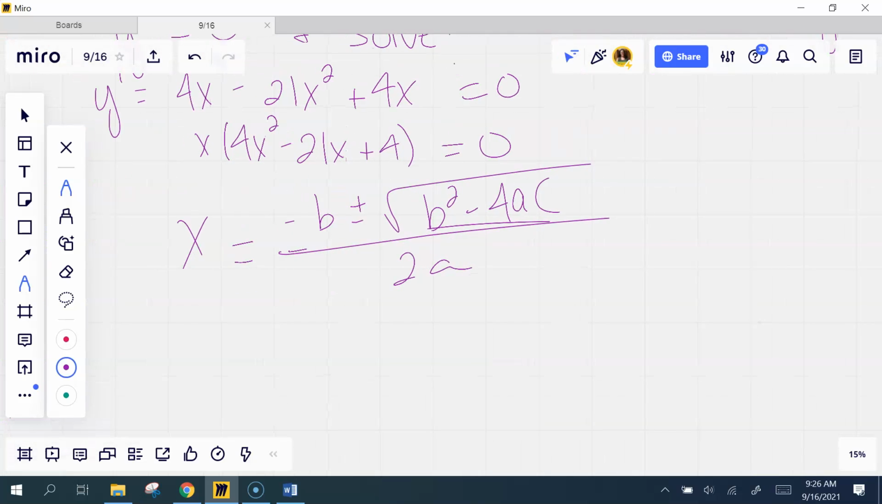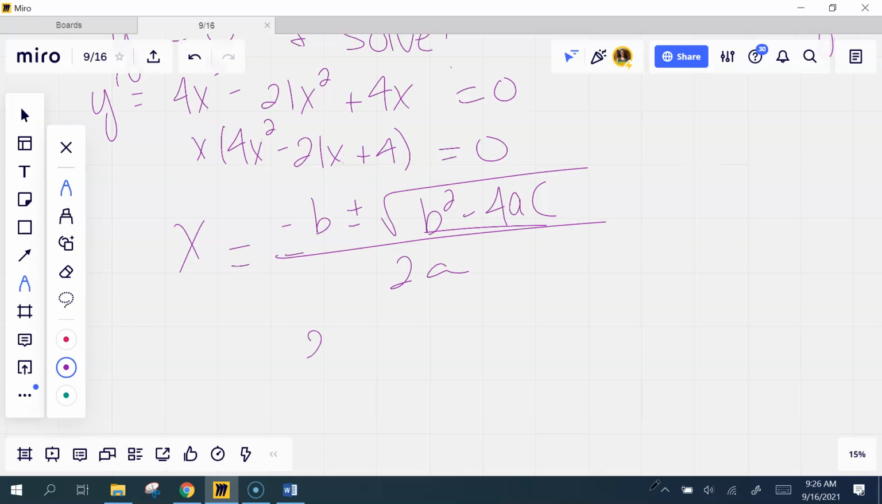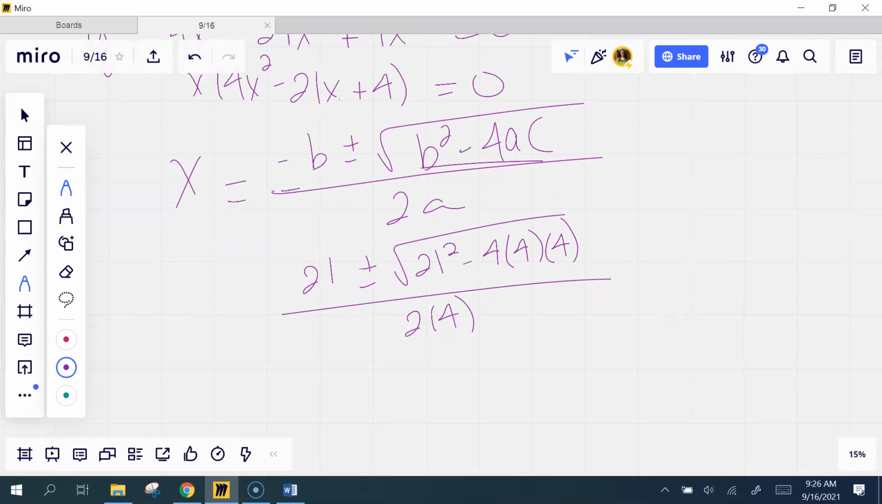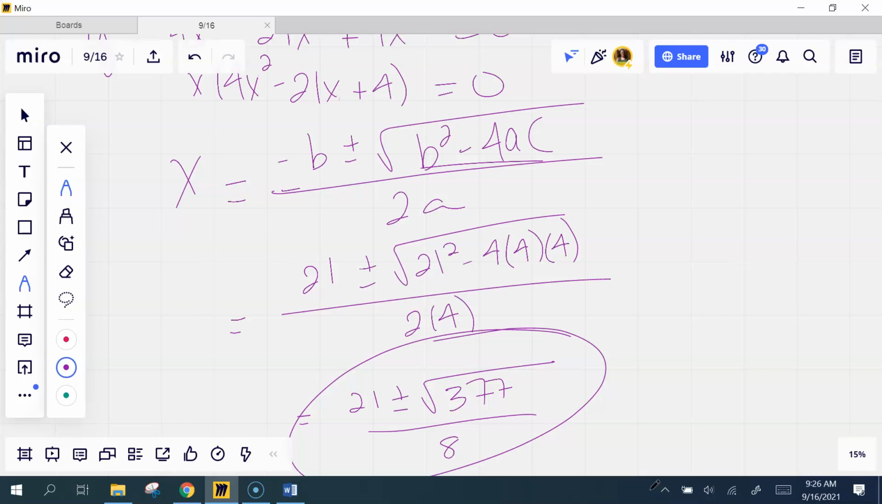If you literally put it in the formula: obviously, b plus or minus the square root of b squared minus 4ac. I don't know what 21 squared is. And then what's 441 minus 64? That's the answer.